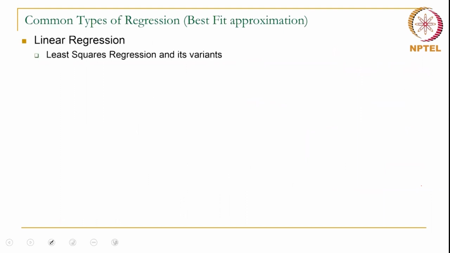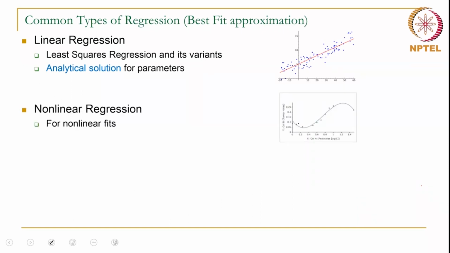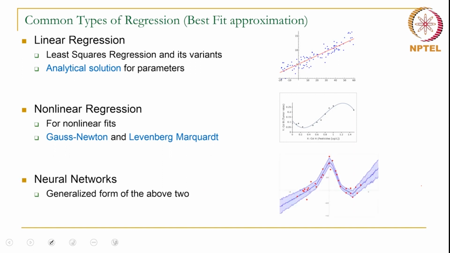So remember, we have these different types of regression. We have the simple linear regression, especially in one variable, and the analytical solution works well. You have non-linear regression. You have seen a little bit, even though you might not have used it for non-linear cases. Well, you did. So you would have done Gauss-Newton and Levenberg-Marquardt. In general, for neural networks, it's a generalized form of the above two, and we are going to use something that is called gradient descent.